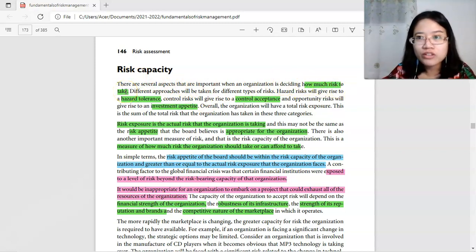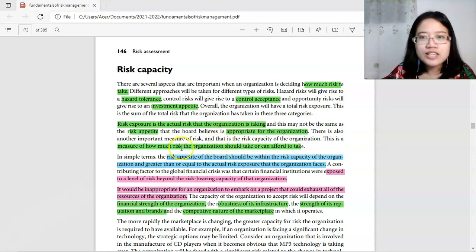And ito normally would depend on the resources of the organization. Okay? Hanggang saang level yung kaya nilang supportahan. Okay? So they have hazard tolerance, control acceptance, saka investment appetite. Ito for the hazard risk, for the control risk, and for the opportunity risk. Okay? Risk exposure is the actual risk that the organization is taking. Okay? Kasi yun yung exposure sa kanila. Tapos yung risk appetite niya, level that the board believes is appropriate for the organization. Kasi this would depend pa kung risk aggressive siya or risk conservative.